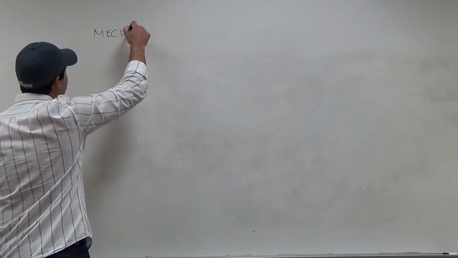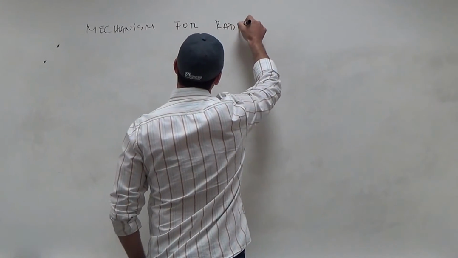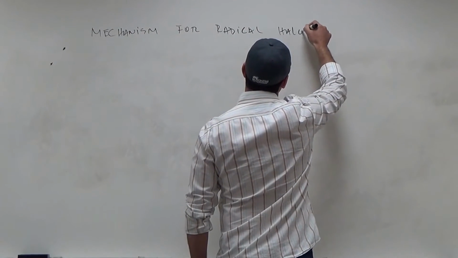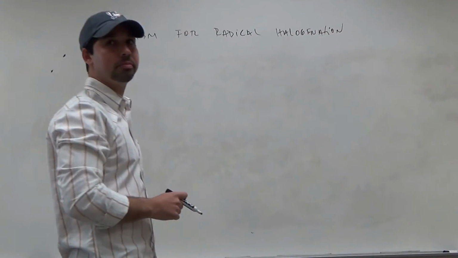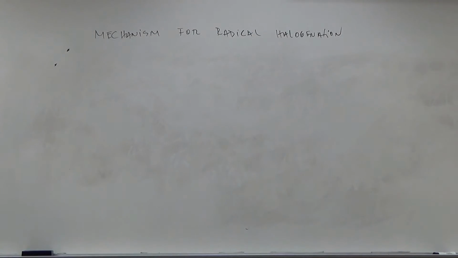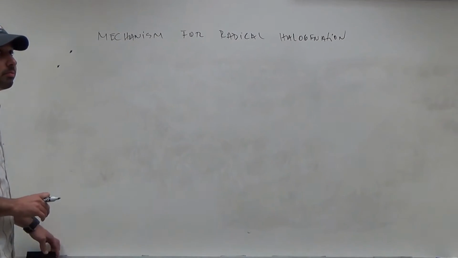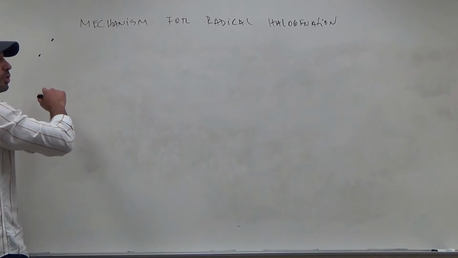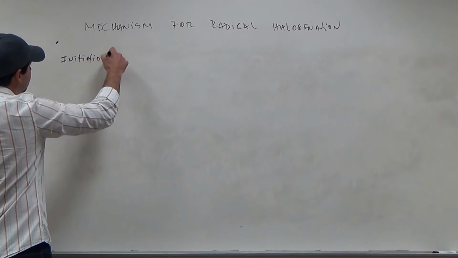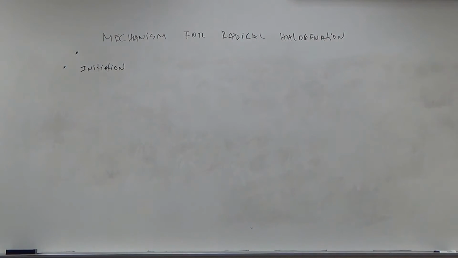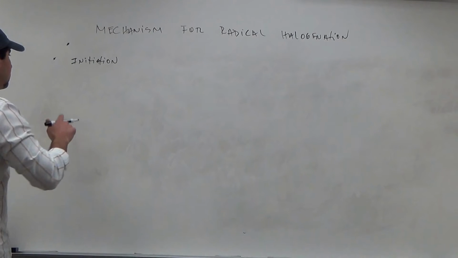So let's say this is called the mechanism for radical halogenation. Now this mechanism is a lot of fun. The mechanism is composed of 3 steps. The first step is going to be called initiation. In the initiation step, radicals are formed.